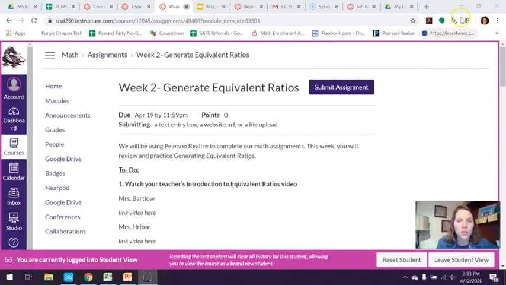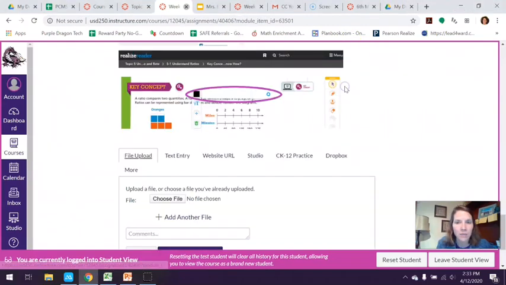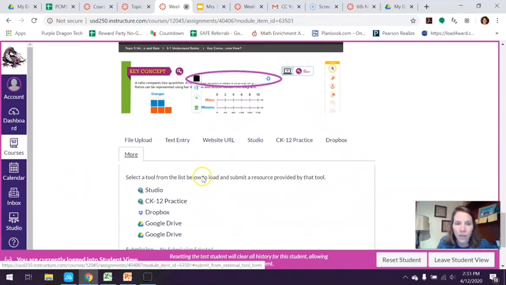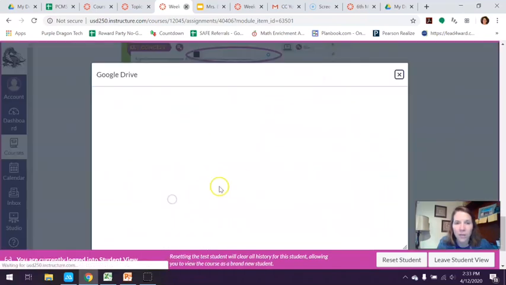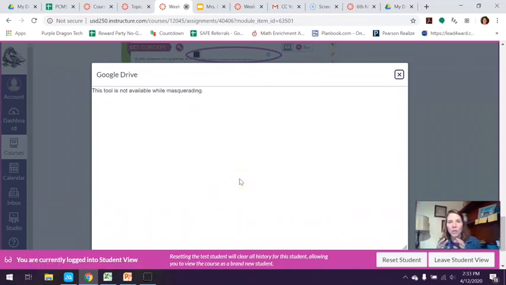All right, I've switched views to show you how to submit this on Canvas using Google Drive. Once you finish all your workbook pages, you're going to need to submit them to us. Right here it says submit assignment. Click on that, and it's going to bring you down to the bottom of the assignment. There are lots of different choices. If you don't see Google Drive, you're going to need to click more and find Google Drive. It may ask you to connect your Google Drive account.